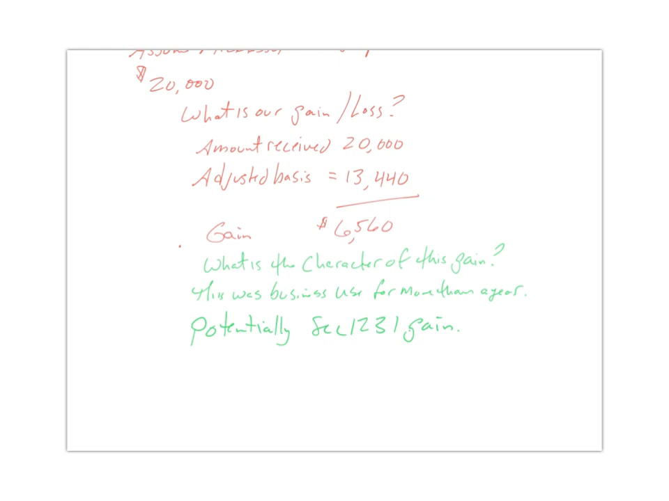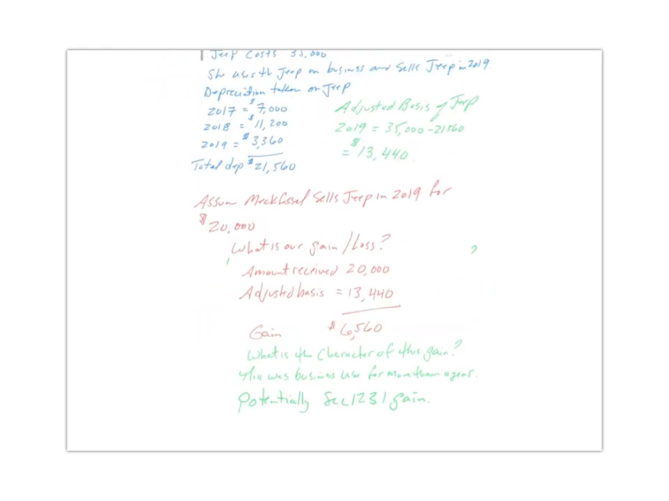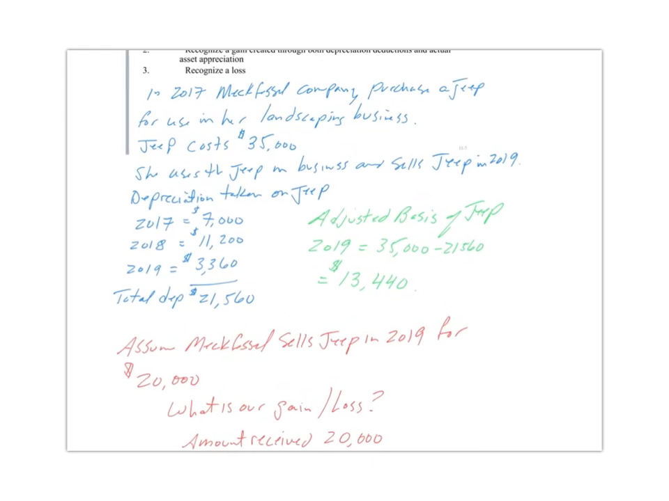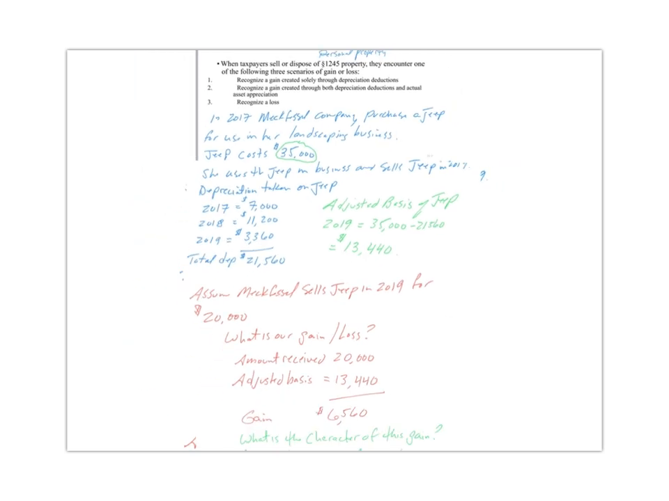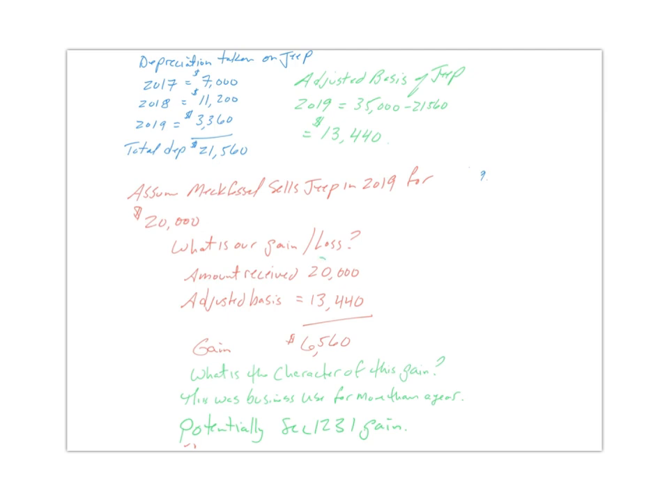Well, what we have to do is we have to look at the amount of gain and where did that gain come from? All right, so let's take 1 minute and we're going to pull back everything and we're going to look at our beginning facts. All right, our Jeep originally cost $35,000 and we sold it later for $20,000. All right, so we sold it for less than we bought it for. If we had not depreciated that asset, we would have sold that asset at a loss.